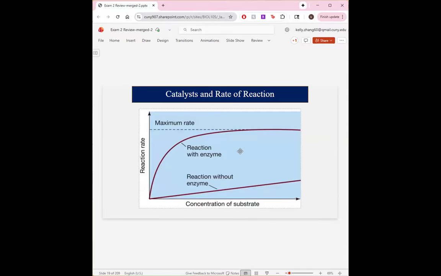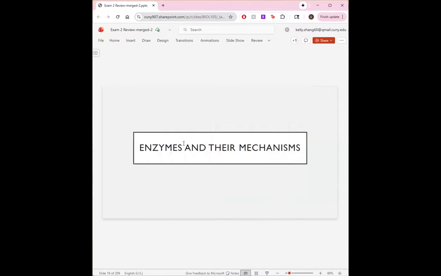So the rate of the uncatalyzed reaction, so without enzyme right here, is directly proportional to the concentration of the reactants. The rate of the catalyzed reaction is initially high, but at some point it saturates at a maximum rate, and saturation occurs when all catalysts are bound to a substrate.